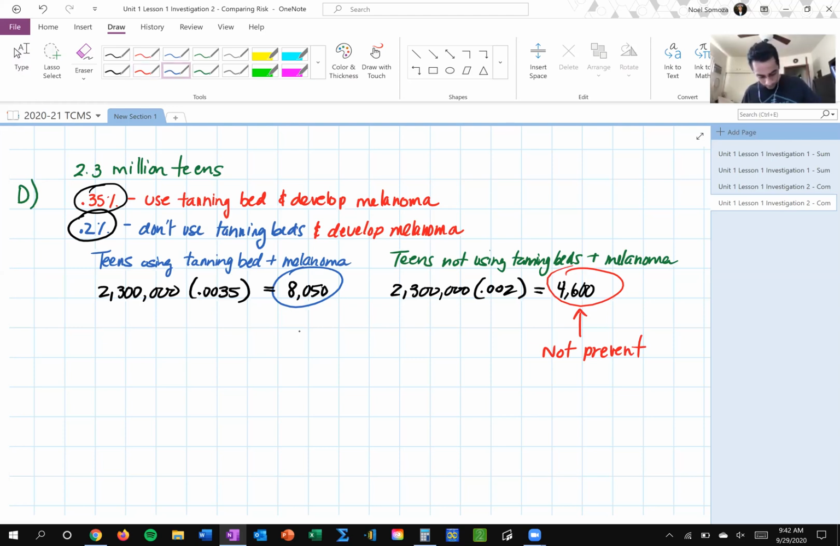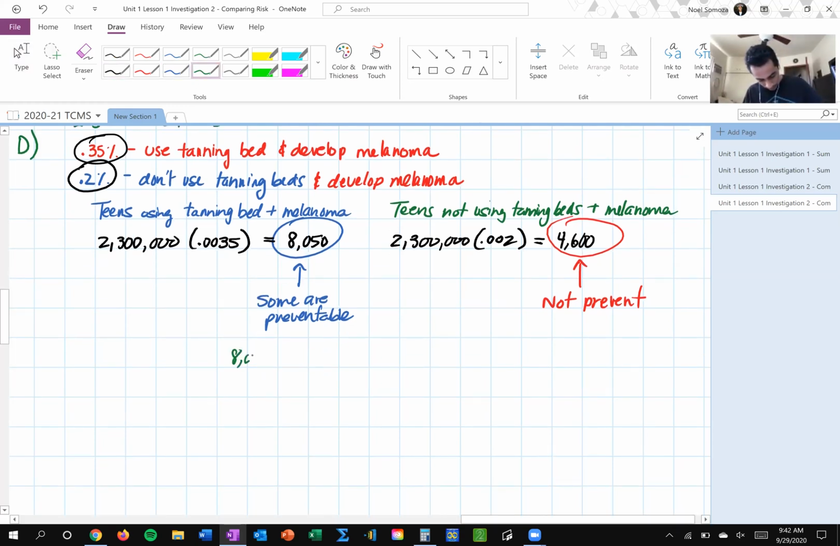Versus this one, some of these are preventable, because we are removing the variable of utilizing the tanning bed. So I just want to find out, well, then what is the difference between those two numbers? It'll tell me what amount of kids were prevented from getting melanoma. So you do want to subtract.